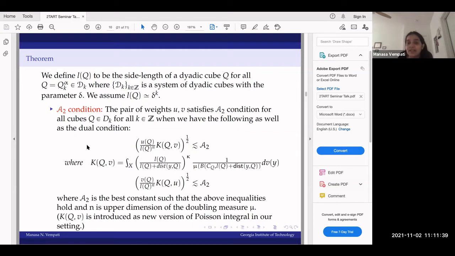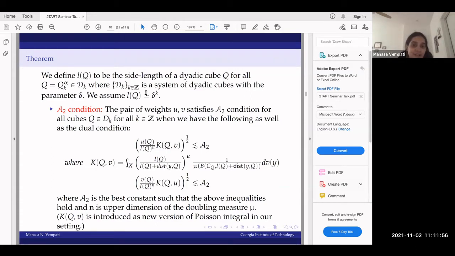we are using dyadic cubes, is that we split our space of homogeneous type and write it as a union of cubes that come from certain dyadic levels. And in the A2 condition, we use some of these things. So I'm going to state those terms that we use.